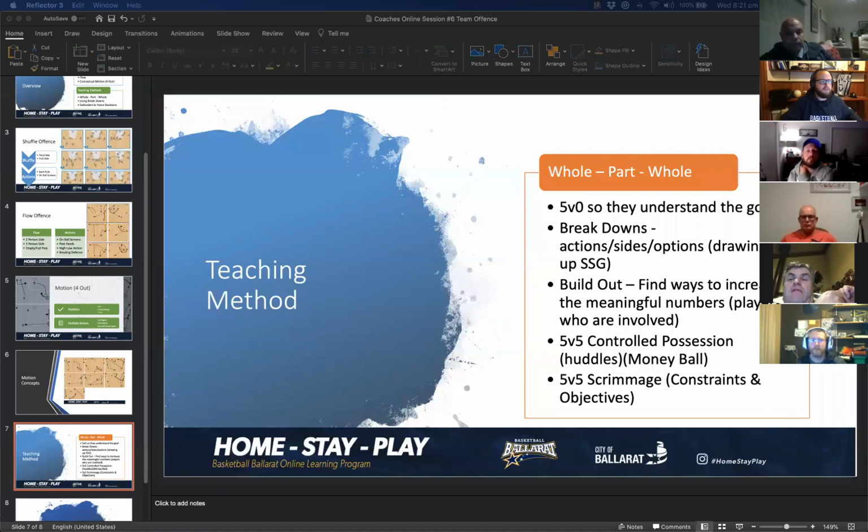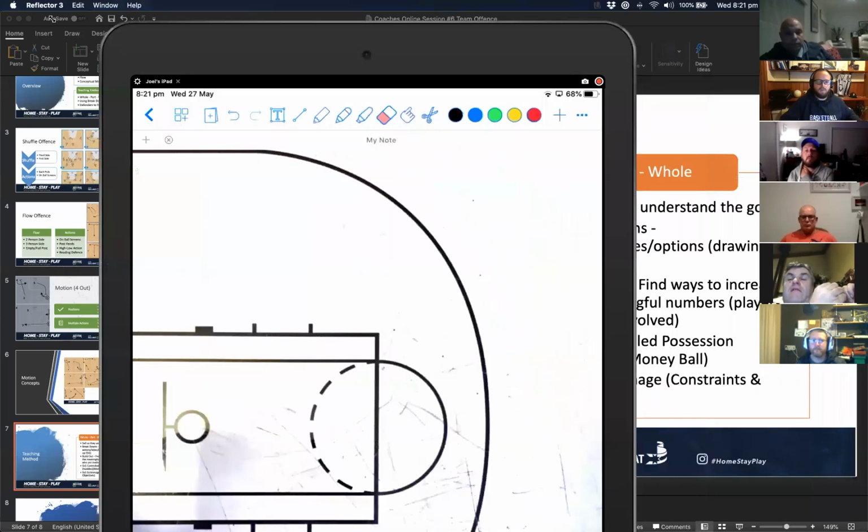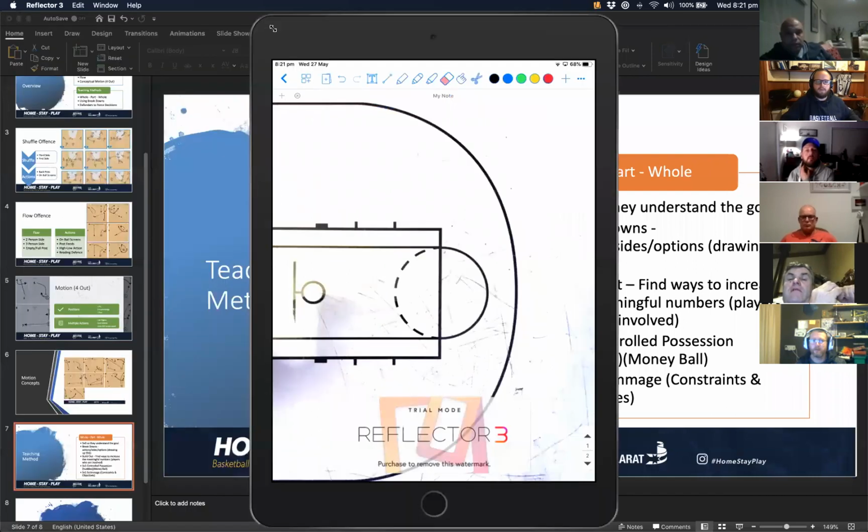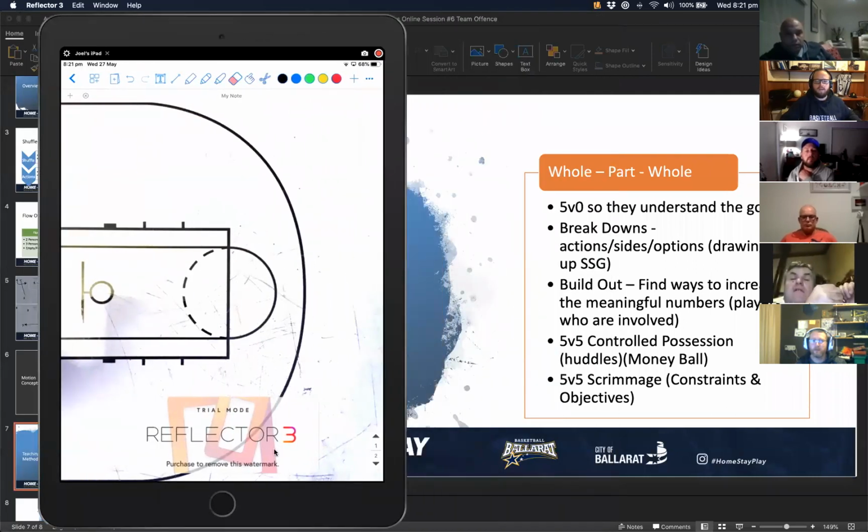So for those of you that missed it, this is my really techie trial this week to see how this iPad thing works. That's why there's a watermark down there. I promise I'll buy it next week if it works well this week.